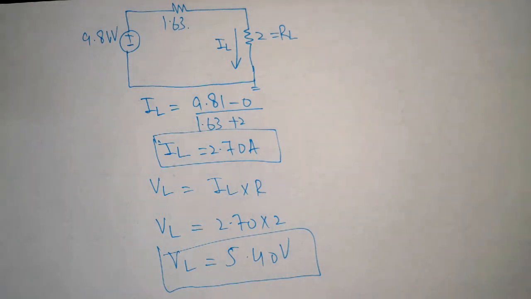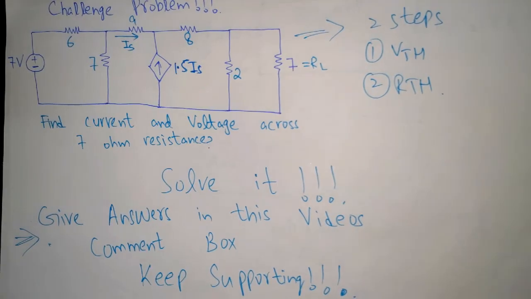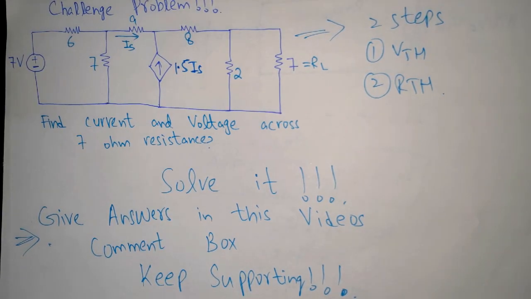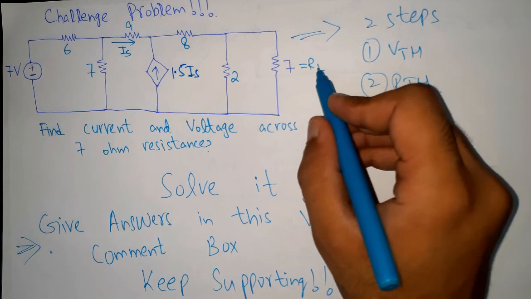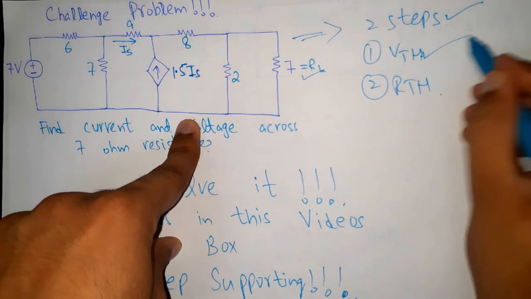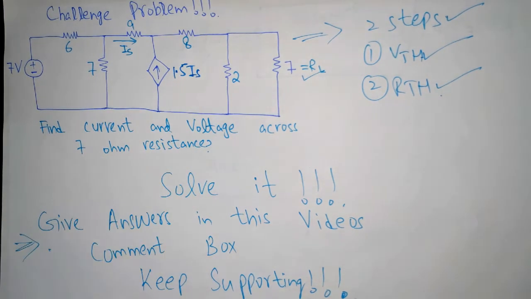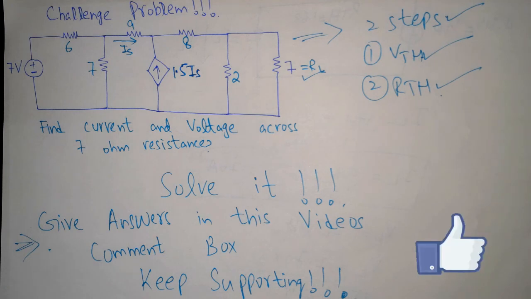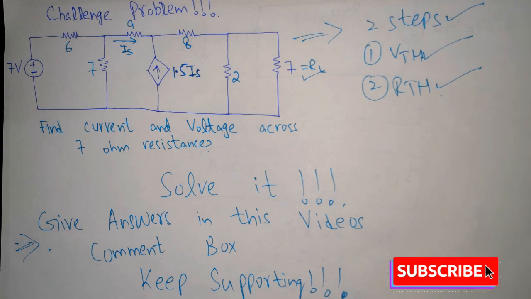Now I will give you a practice problem regarding Thevenin's theorem so that you can clear your concept properly. Students, in this practice problem, you need to find the current and voltage across the 7 ohm resistance, which is our load resistance. You need to follow these two steps. Firstly, find Thevenin's voltage, and secondly, find Thevenin's resistance. Solve it and give answers in this video's comment box so that all students can compare their results, and I will guide you whether your answer is correct or not.